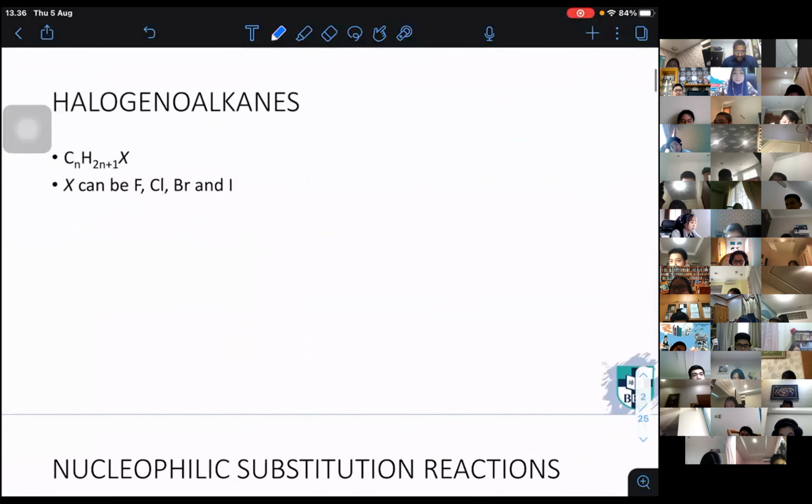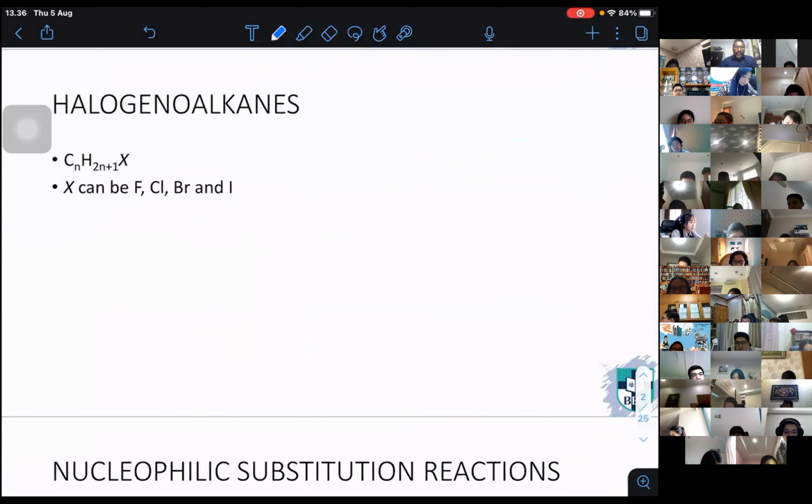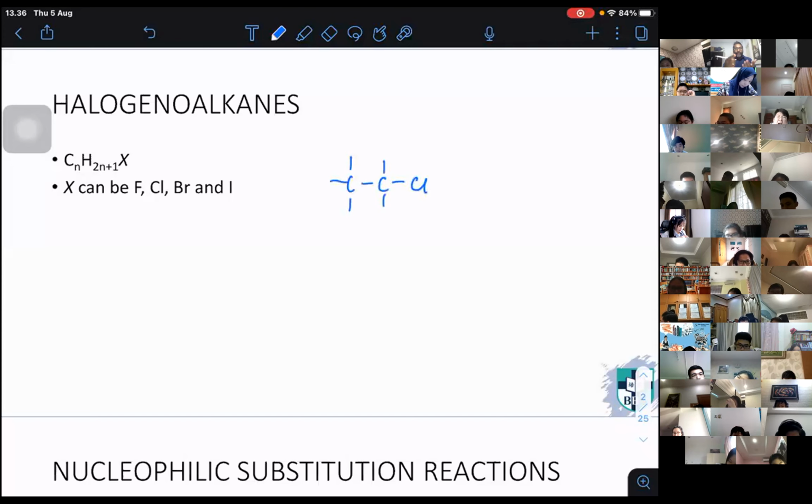So let's start. When you look into halogenoalkanes, the general formula is CnH2n+1X, where X can be your group 17 elements: chlorine, bromine, and iodine. For example, if I have 2 carbons and Cl, how do I use the formula? Cn, n is 2 carbons, so C2, H is 2 times 2, which is 4, plus 1, so it's going to be 5. X is Cl. So you see this one, C2H5Cl. So this is how you use that.